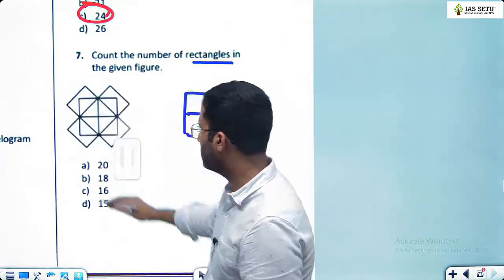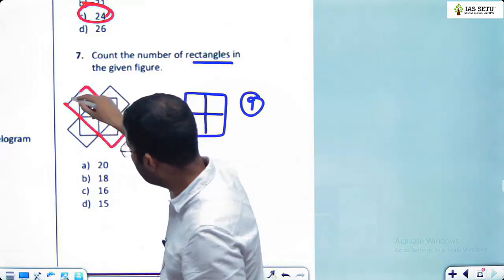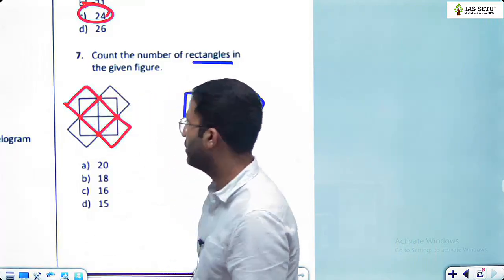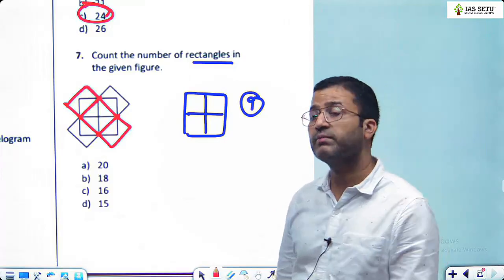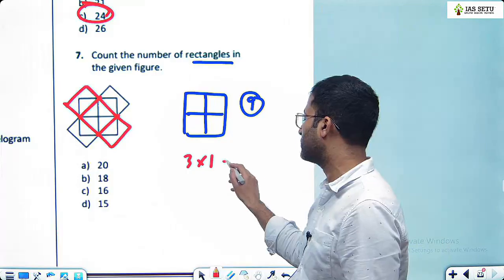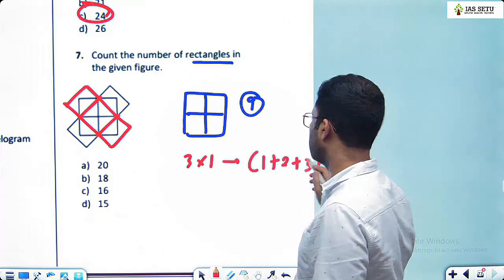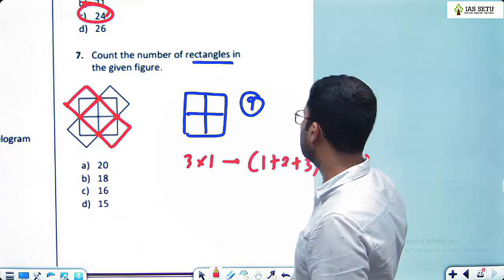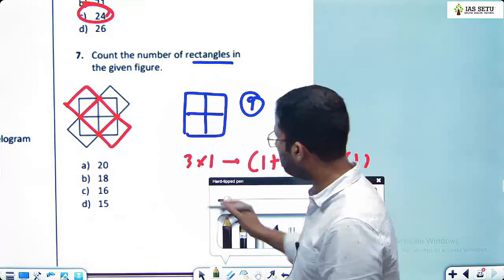Next is, we will check this. Can you see this is 3 by 1 figure? In 3 by 1 figure, how many rectangles are there? 6. 3 by 1 figure में rectangles कितने होते हैं? Bracket start 1 plus 2 plus 3 into 1, 6. So this red color are 6 rectangles. Then I use green color. This one.